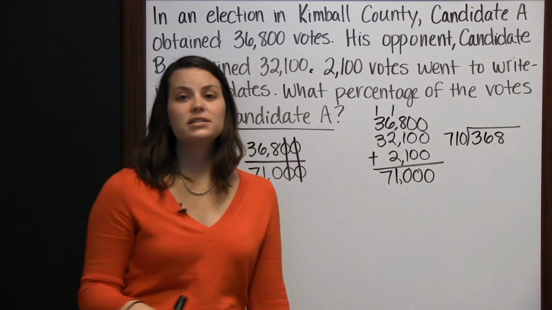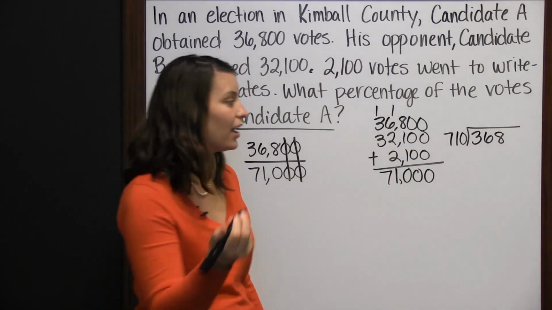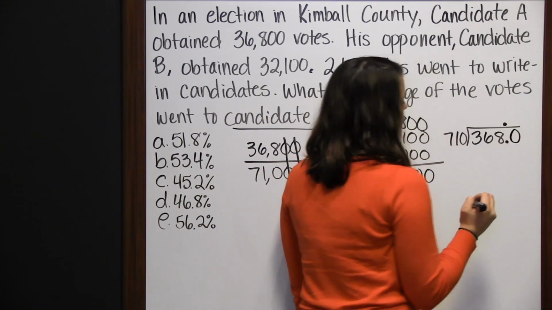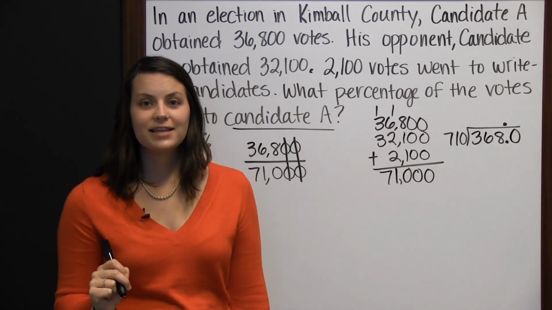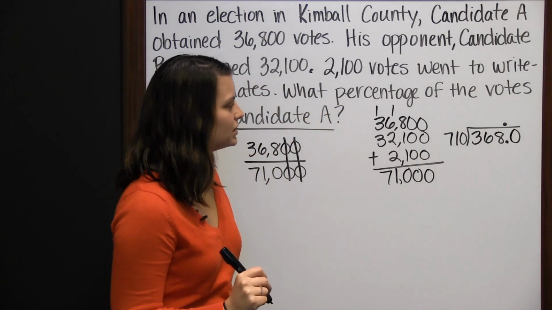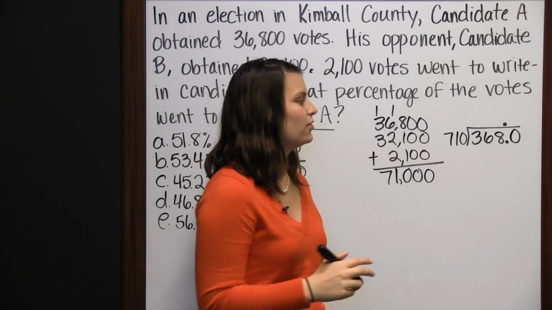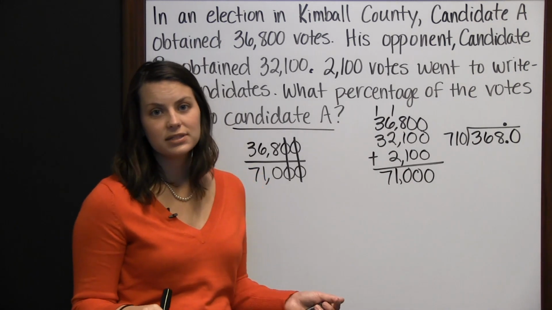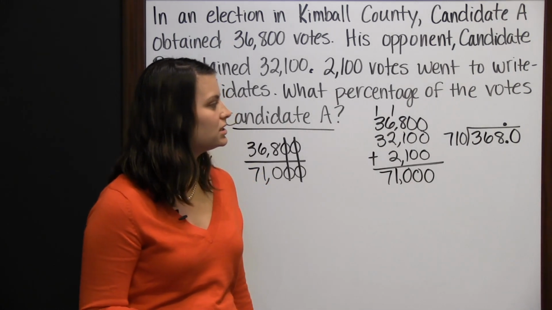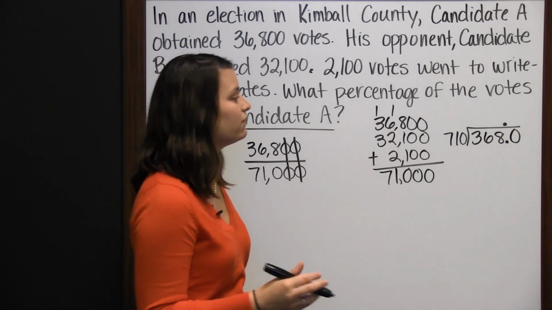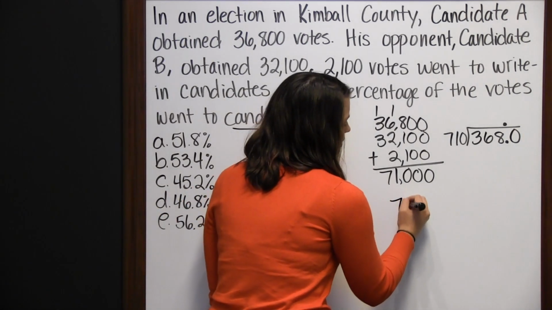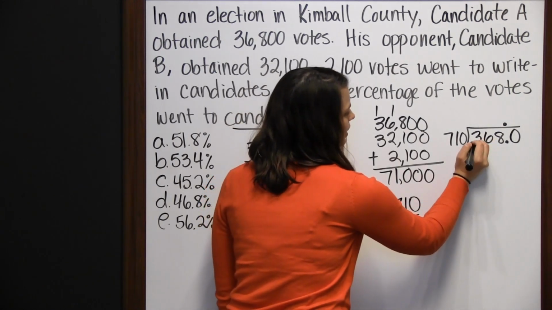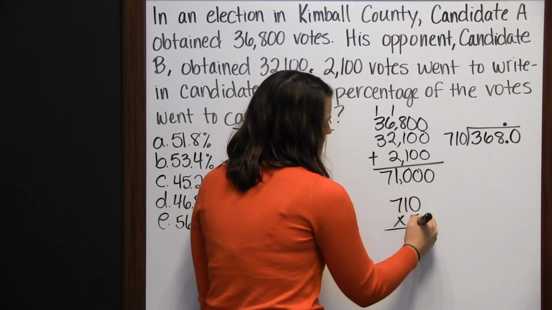Well, 710 doesn't go into 368 at all, which means I'm going to have to add a decimal and a 0. And now I can divide 710 into 3,680. So I can use compatible numbers here, and 710 is very close to 700. 700 times 5 would be 3,500. So I'm thinking 710 is going to go about 5 times into 3,680. So let me multiply this.